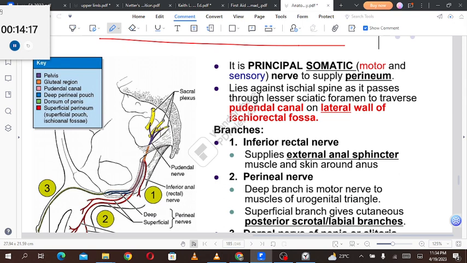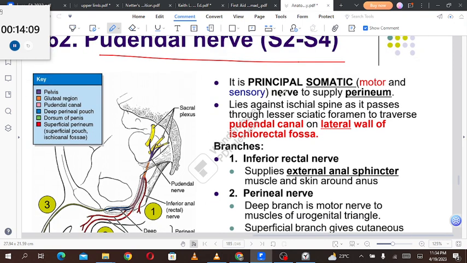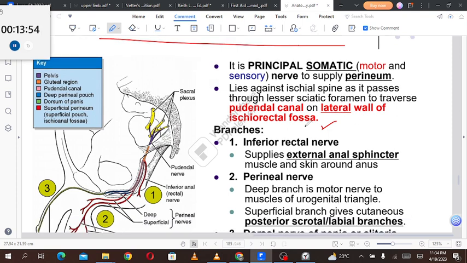Okay, then moving forward to the pudendal nerve, S2 to S4. What do they do? The principal somatic, motor and sensory nerve supplied to the perineum comes from the pudendal nerve. It lies against the ischial spine as it passes through the lesser sciatic foramen to traverse the pudendal canal on the lateral wall of the ischio-rectal fossa.